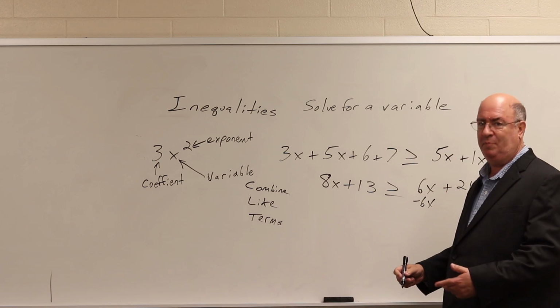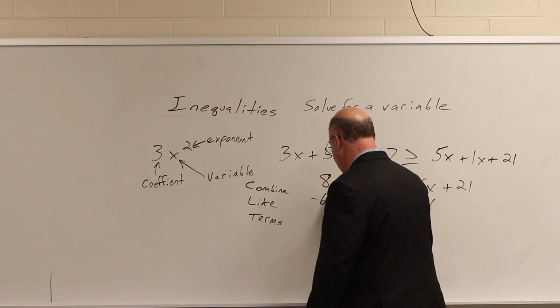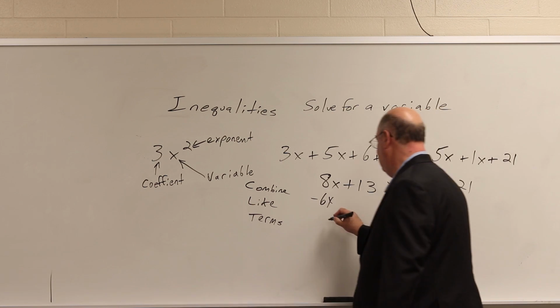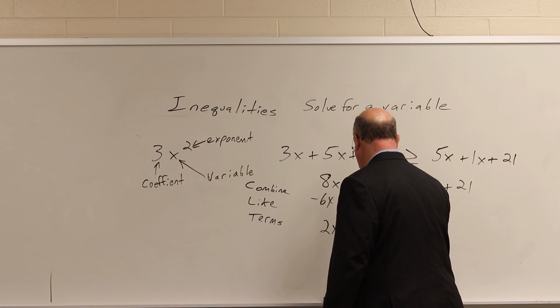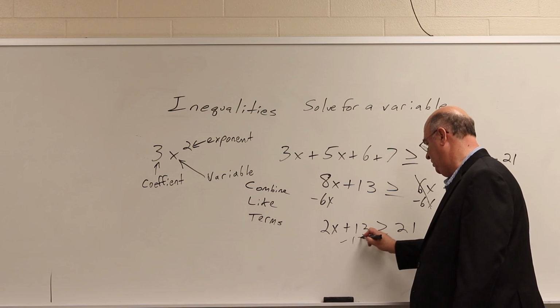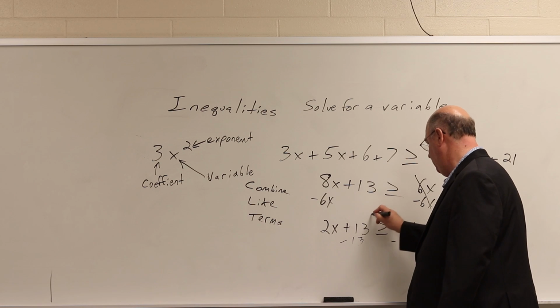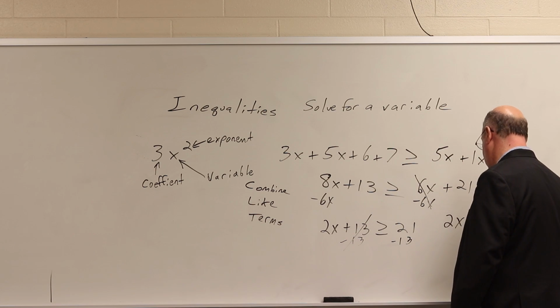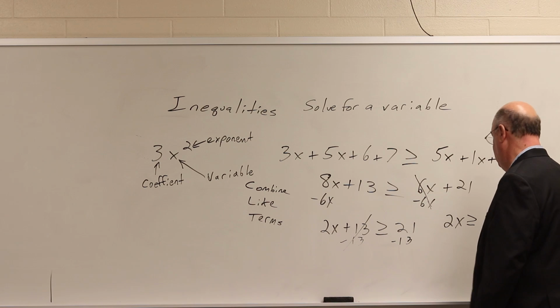So we do the opposite. It's positive 6x, now it's minus 6x, right? 6x minus 6x, 0. So we have 2x plus 13 greater than or equal to 21. We'll move 13 as a minus 13 to the other side. And this will make 2x greater than or equal to 8.